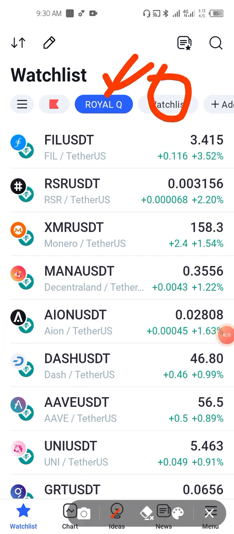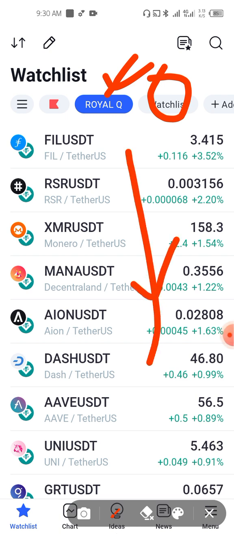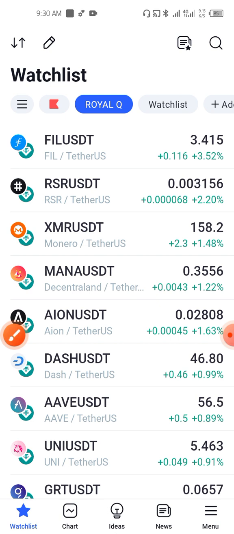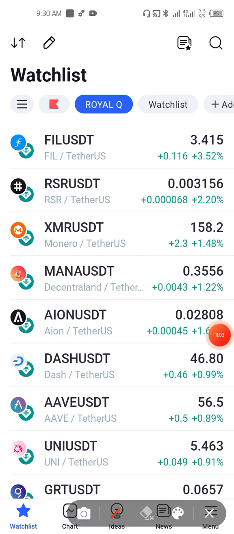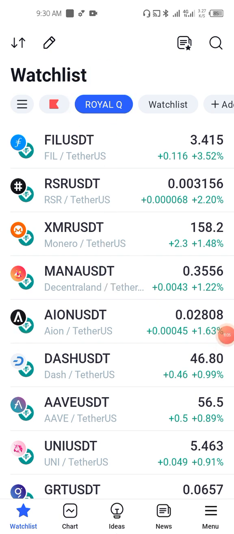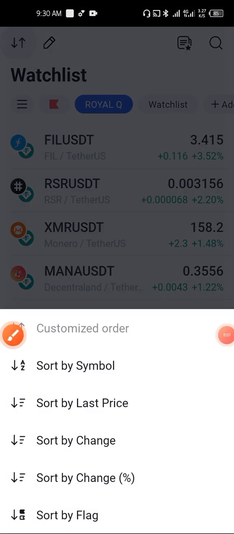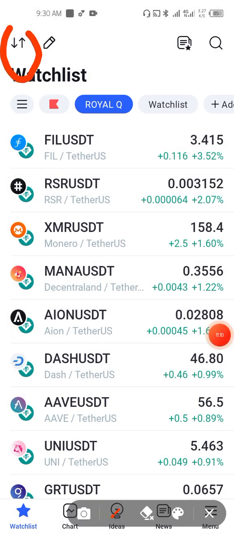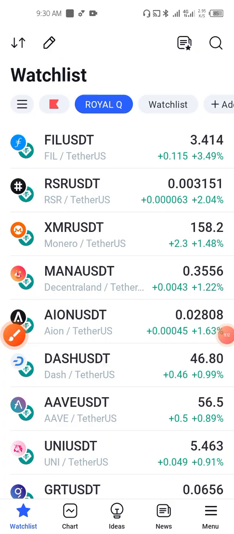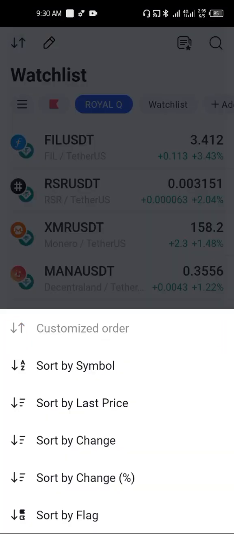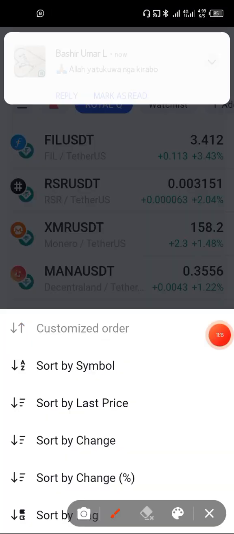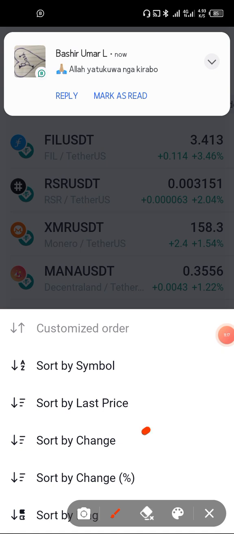For those who don't know, watch lists are a group of pairs that you really look at. For me, when I wake up in the morning, I come and look at my watch list. Then I sort my watch list. I click up here, and this is the first thing I always do if it's a day I want to trade. I look at the changes.